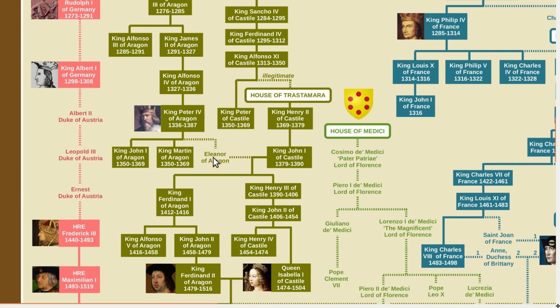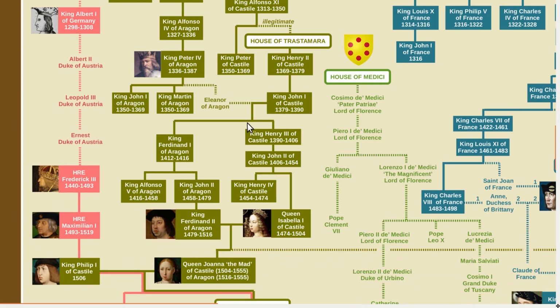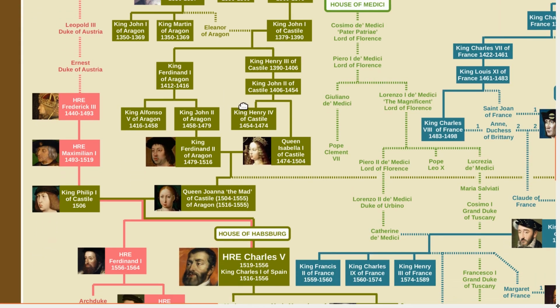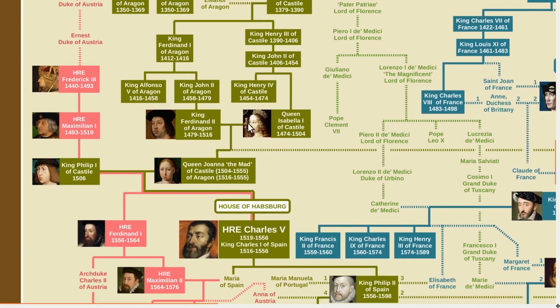You can see there was some intermarriage between the two sides, but then the kingdoms still stay separate all the way down to these two well-known individuals in history, King Ferdinand II of Aragon and Queen Isabella I of Castile. And these two monarchs marry, and the kingdoms are joined together. And so it is from this point in history that we now have a country that is known as Spain.